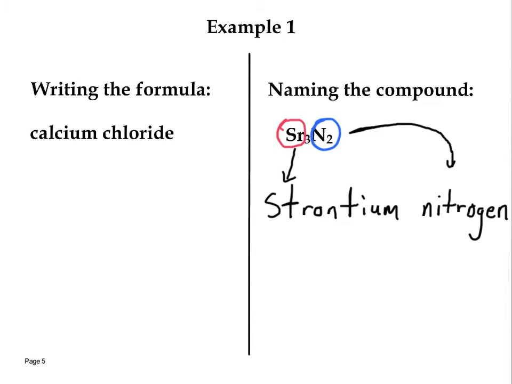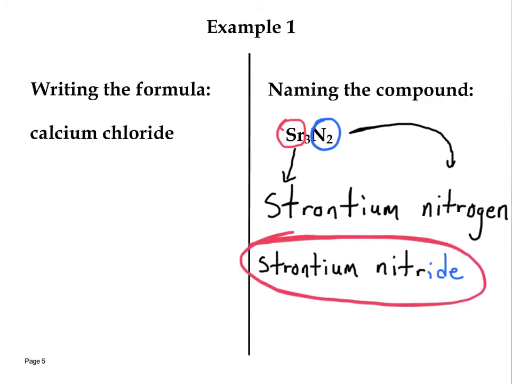Once I've identified the elements in the compound, there really is only one change that I need to make when we're talking about binary compounds, and that always comes to the nonmetal in the compound. So our nonmetal in this compound is going to be nitrogen, and I'll show you the change that we're going to make. The name of this compound is going to be strontium nitride.